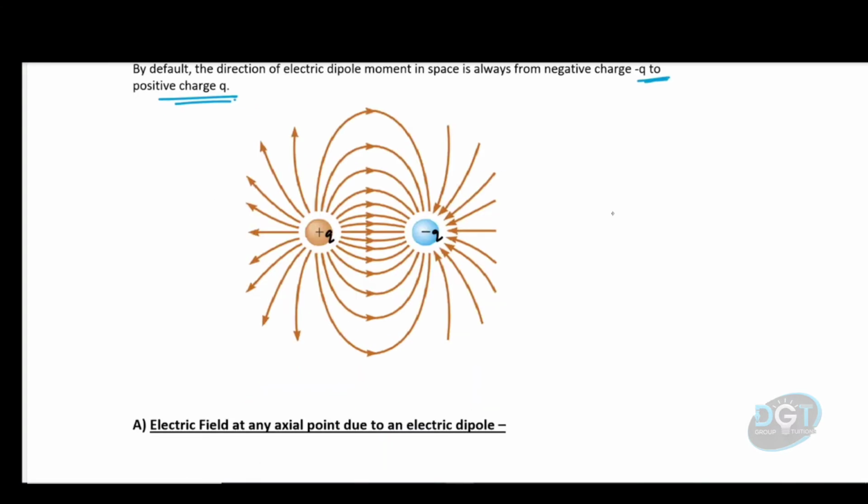Now, how does a dipole look? This is a theoretical diagram of a dipole. This is plus Q, this is minus Q, and these are the field lines which originate from the plus Q charge and terminate at the minus Q charge, as per the property of field lines.